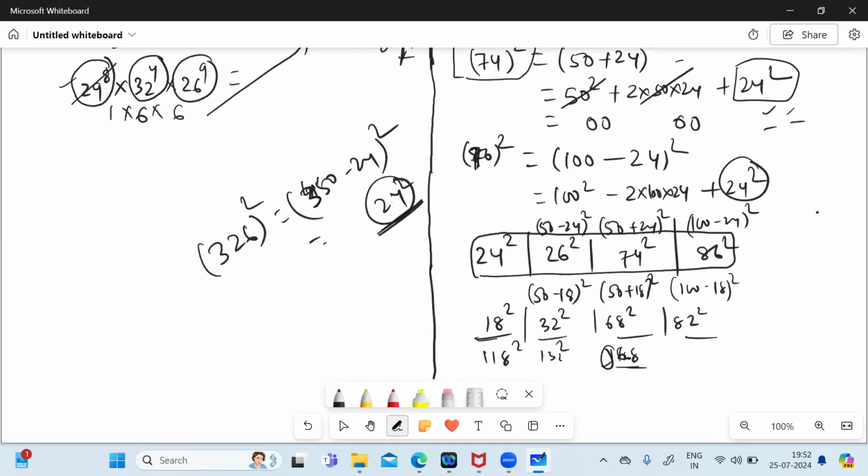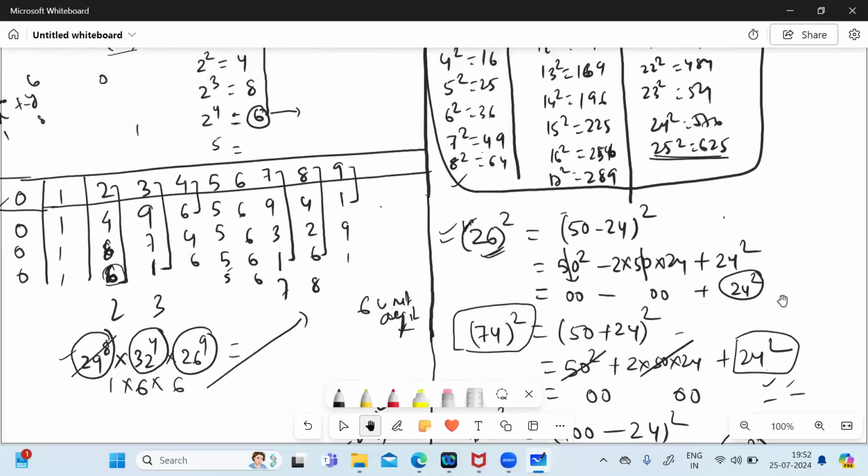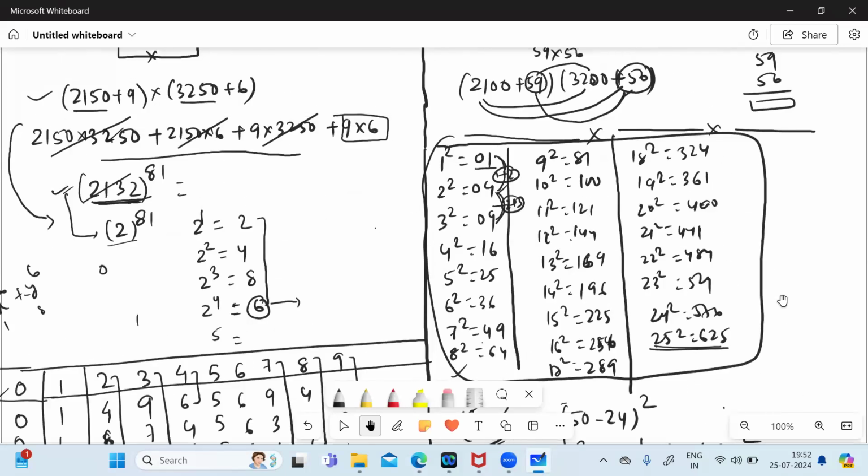Like I already explained to you, other than the last two digits, the other digits don't actually matter. So the last two digits of the square of any number can be found if you remember or if you can calculate the last two digits of the squares of these 25 numbers.